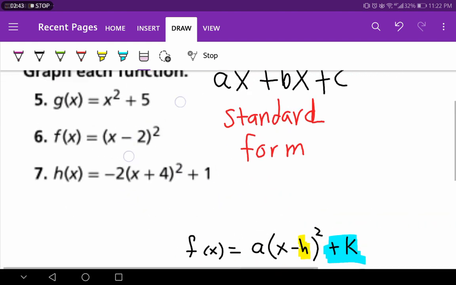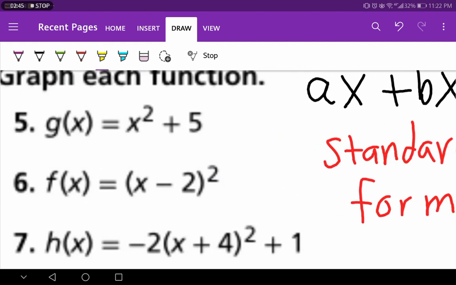So I will start with this function, my dear student. And as you see here, there is only k. Yes, there is only k. That means you have to move the parent. How, up or down? Yes, up. How many steps? Yes, 5. Are you happy with that?